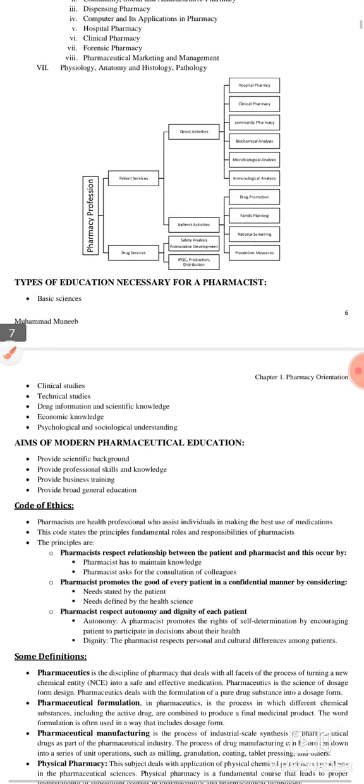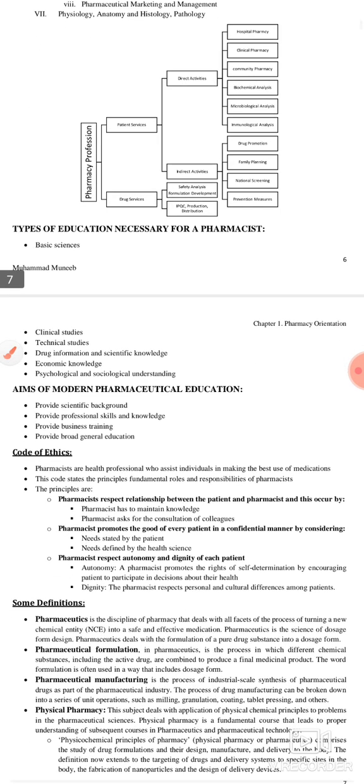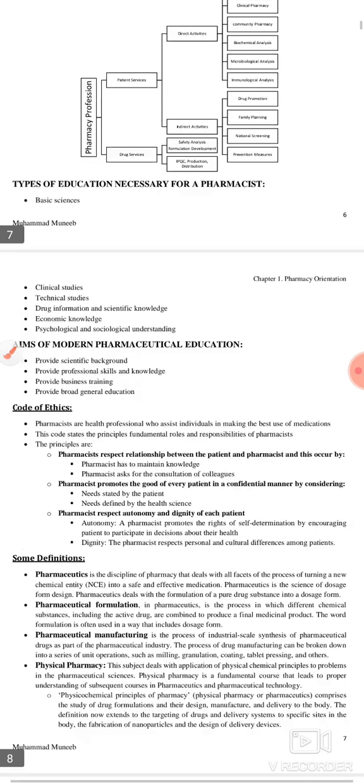Now let's see what types of education are necessary for the pharmacist. Some basic sciences, clinical study, technical study, drug information, and economic knowledge are important for a pharmacist. The aims of pharmaceutical education are that you should know the scientific background, the professional skills, and also business. Pharmacists also deal with marketing, so they should know about business training, and they also provide a broad general education.